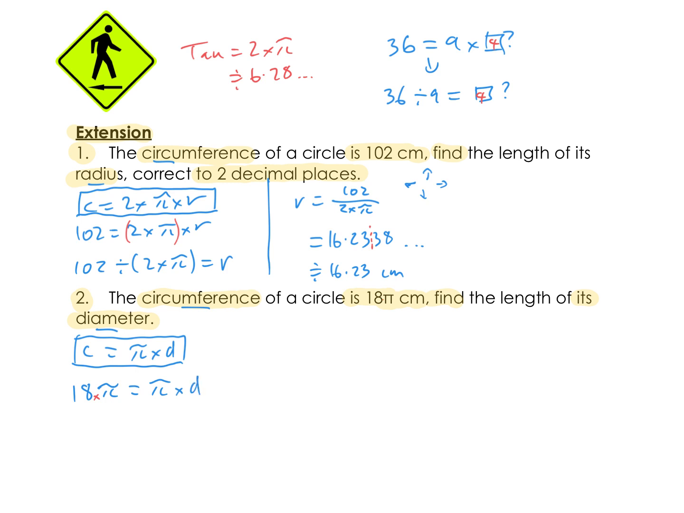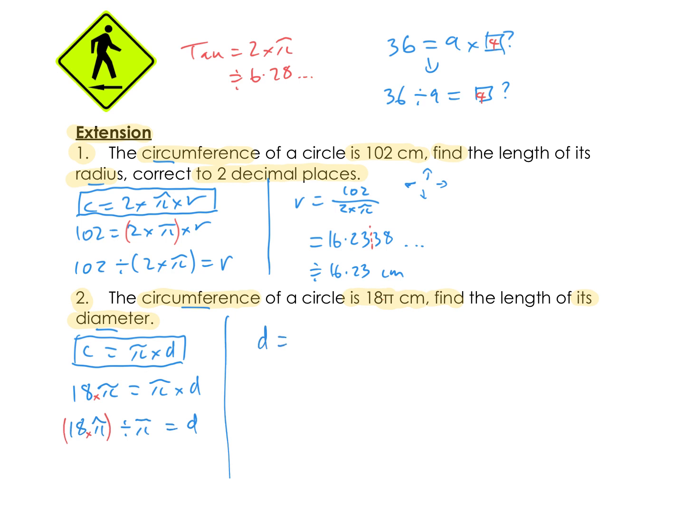We're going to do the same trick that we did up here. I've got some number equals some other number times something. I'm going to divide both sides by this number, and that will be what d is. So 18 pi divided by pi is d. And remember, there's a little times there. If you want to have brackets, you can.